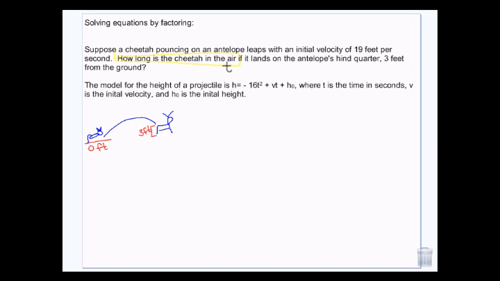Okay, so t is the time in seconds, and what we're trying to find is how long the cheetah is in the air, right? So that's what we're solving for. How long is the cheetah in the air? We're looking for t. So if we do that, we have h is equal to -16t squared. And we have the initial velocity. Our initial velocity is 19, because it was 19 feet per second. So plus 19t plus h0, the initial height.